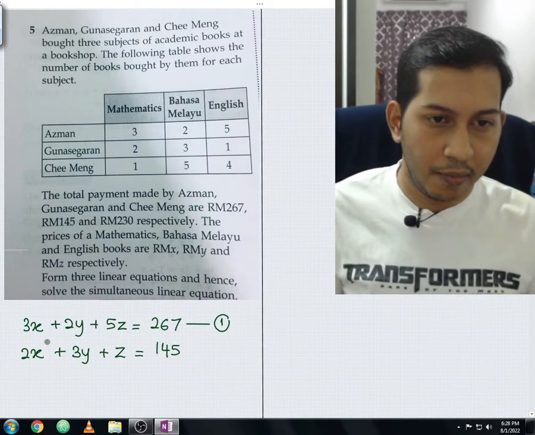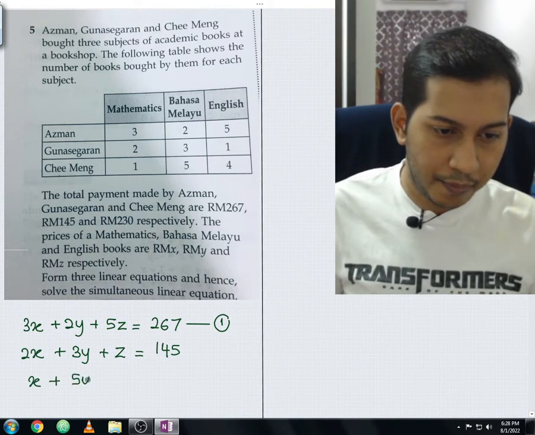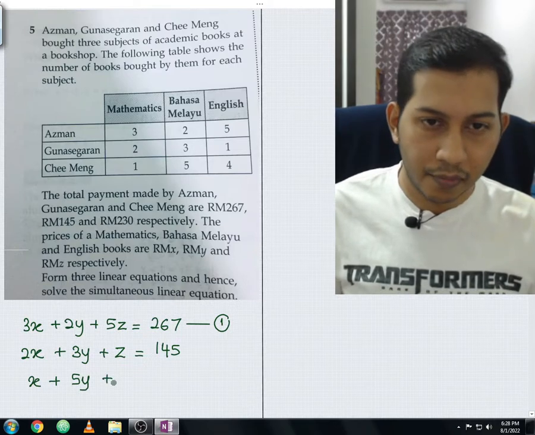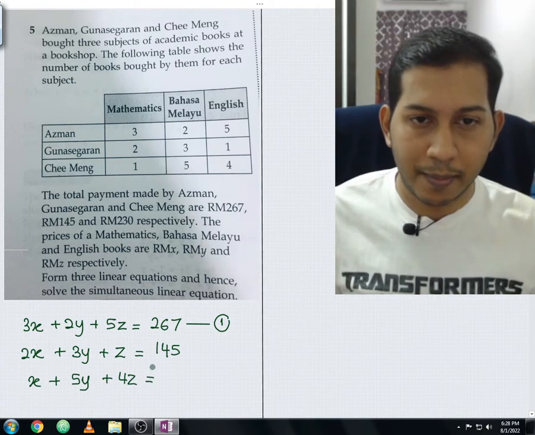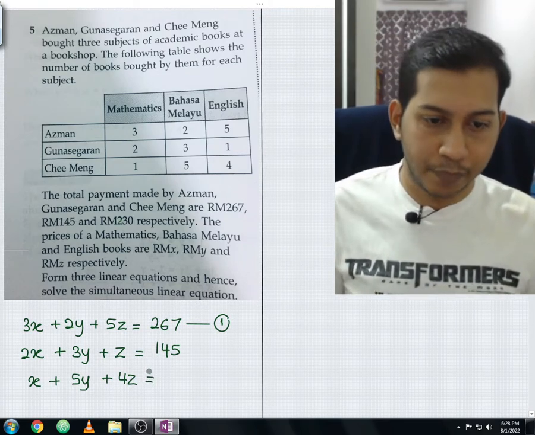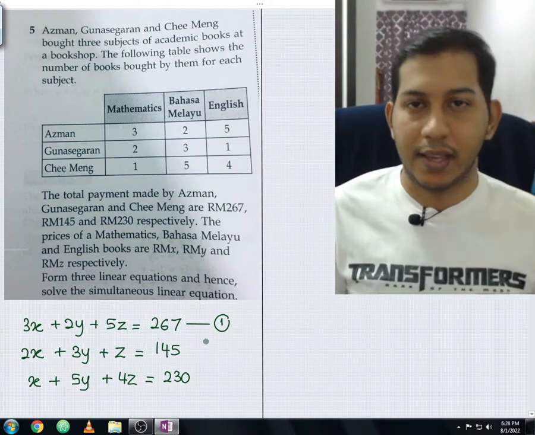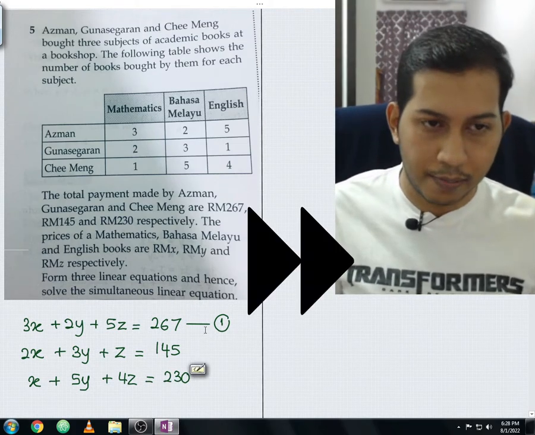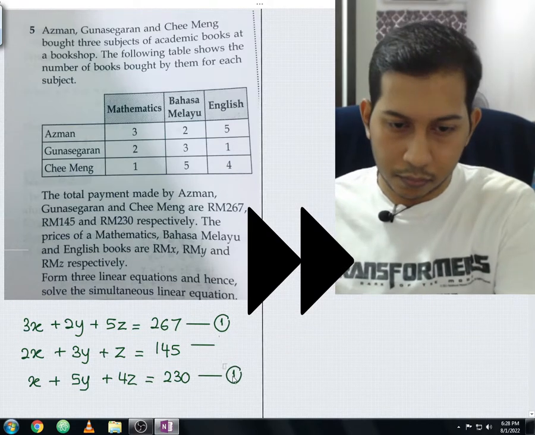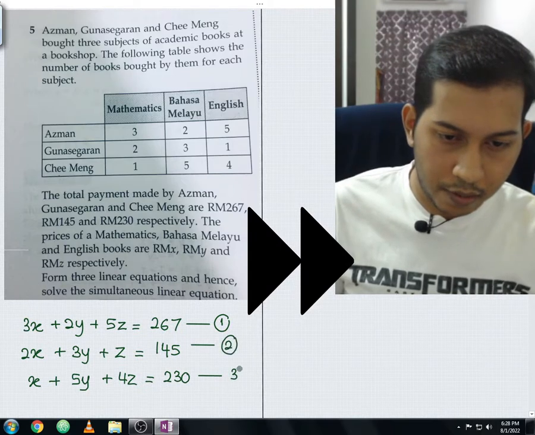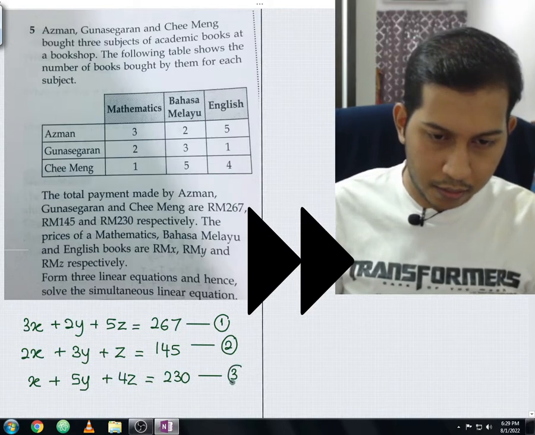For Chimeng, it will be x plus 5y plus 4z equals to, how much is the payment made by Chimeng? 230 ringgit. So from here it will be 230. So you label this as the second equation and third equation. Simple as that. Just copy paste this and change the label. So this will be the equation number 2 and equation number 3. Not perfect. Let's make it perfect now. Okay, finally.